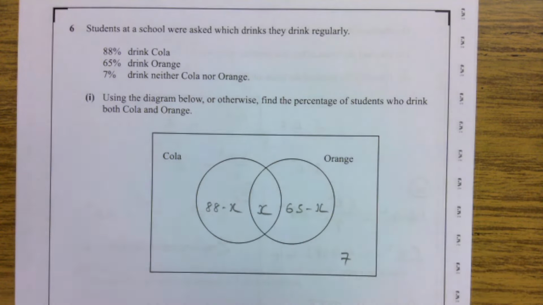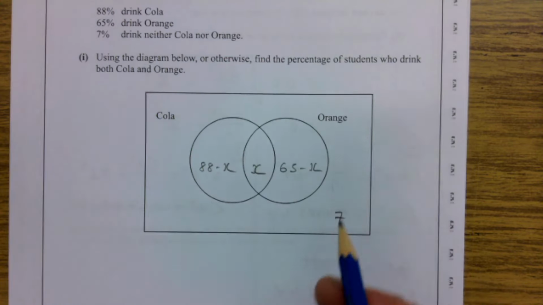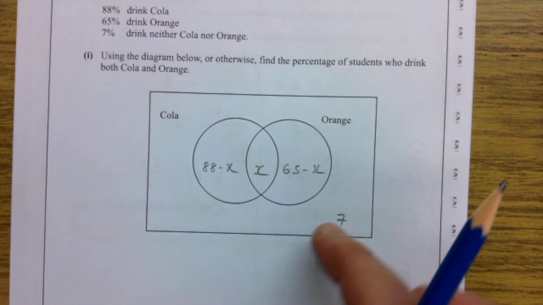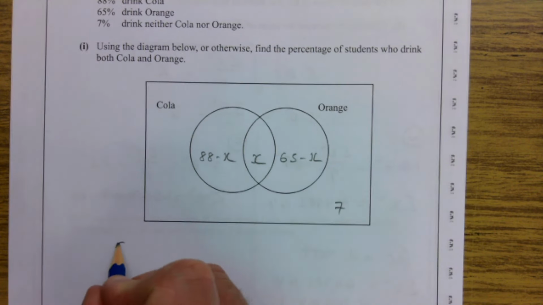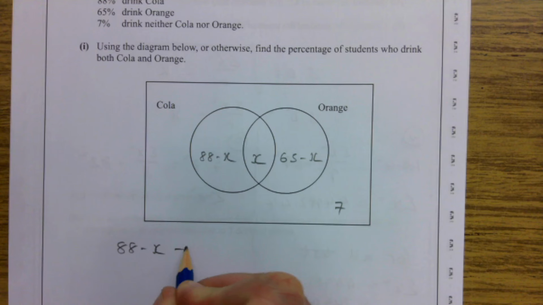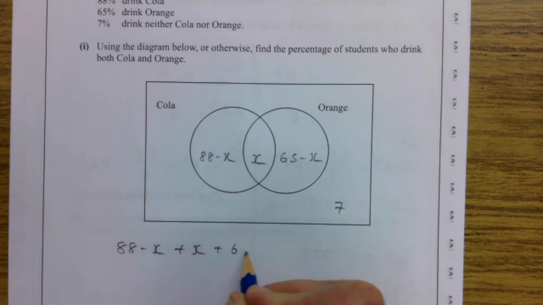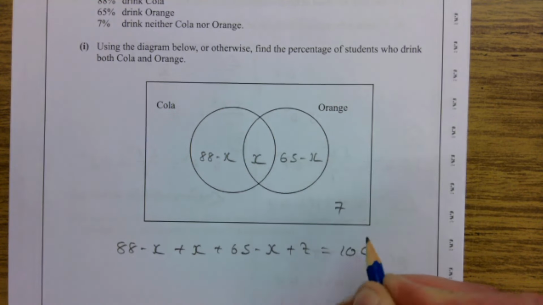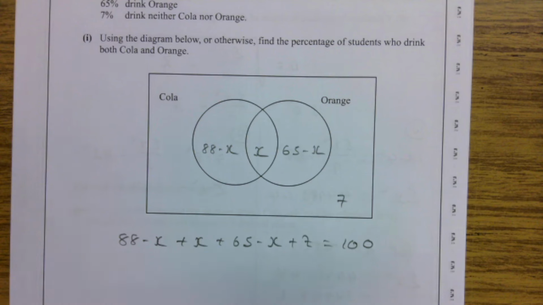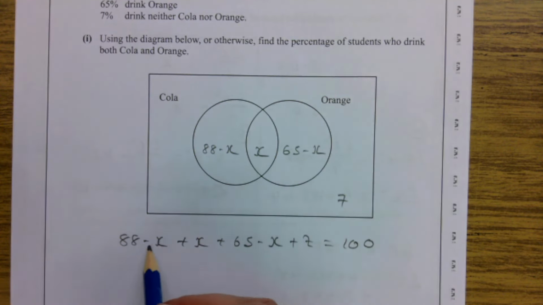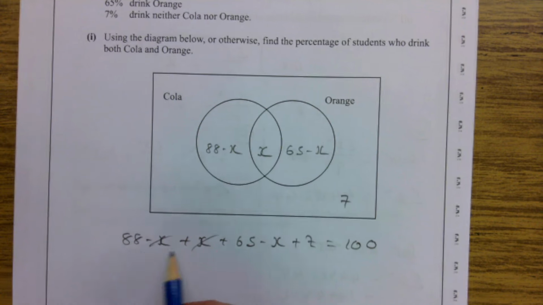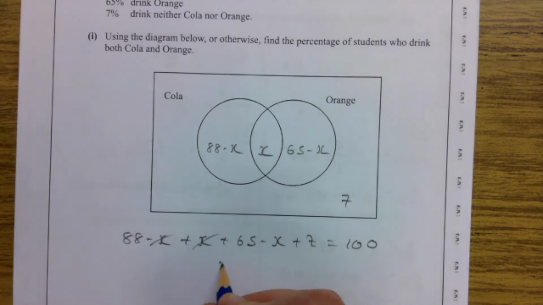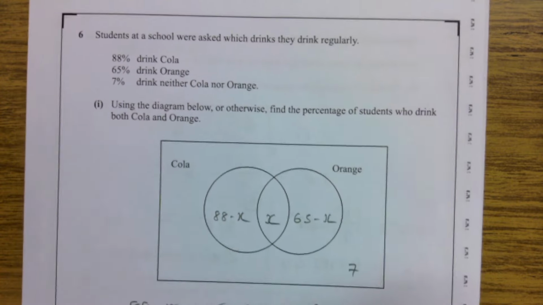Now, obviously, percentages add to 100, so it's easy enough to work this out. This plus this plus this plus this equals 100. So 88 minus X plus X plus 65 minus X plus 7 equals 100. People can just work this out in their head as well if they want, whatever way you want to do it. But the X cancels with the minus X, so 88 plus 65 plus 7, rearrange, and you'll get X equals 60. I assume we need this later on, so I'm going to fill this in here.